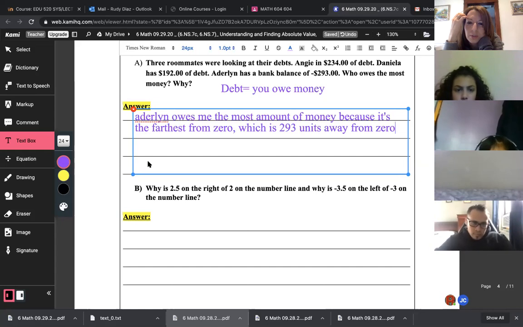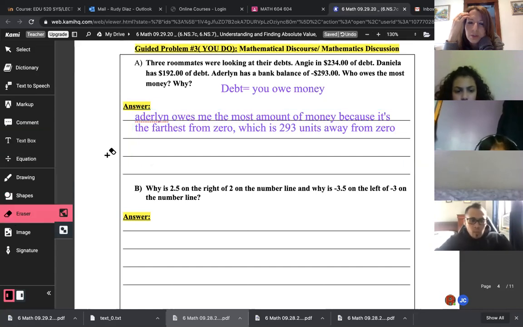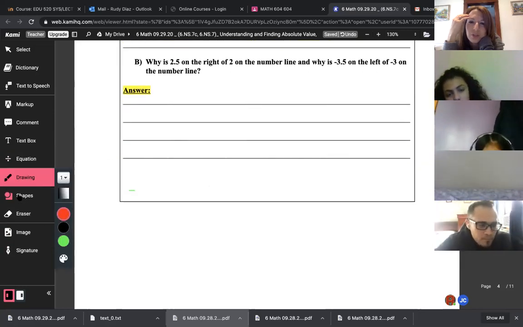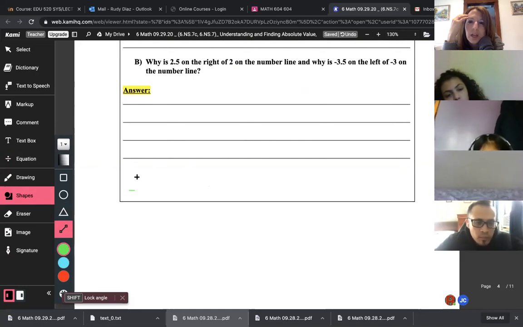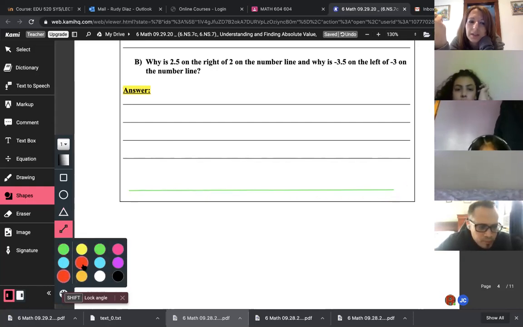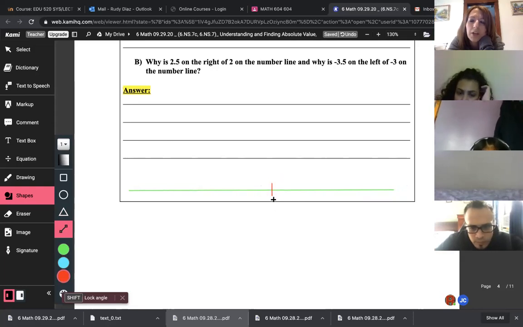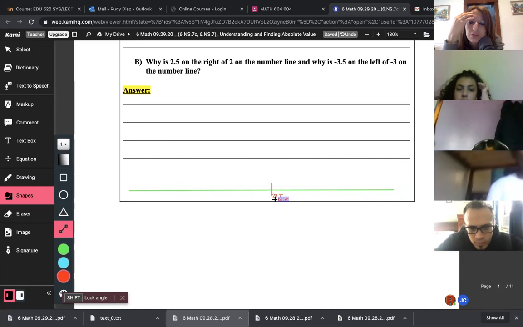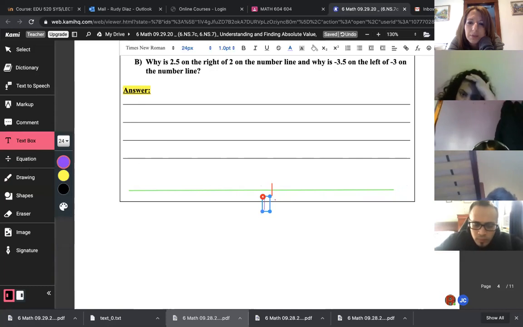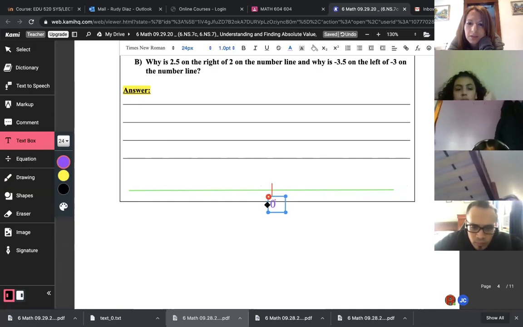Mr. R is going to draw a lovely number line for us. As he draws the number line, here's what the problem says to do. Y is 2.5 on the right of 2 on the number line, and Y is negative 3.5 on the left of negative 3 on the number line. So we know that 0 goes in the center of a number line. And on the right of 0, we have the positive integers. And to the left of 0, where the red tick mark is, we have the negative numbers. Okay, so he's going to put 0 there, and then he's going to label 1, 2, and 3 on the positive side.